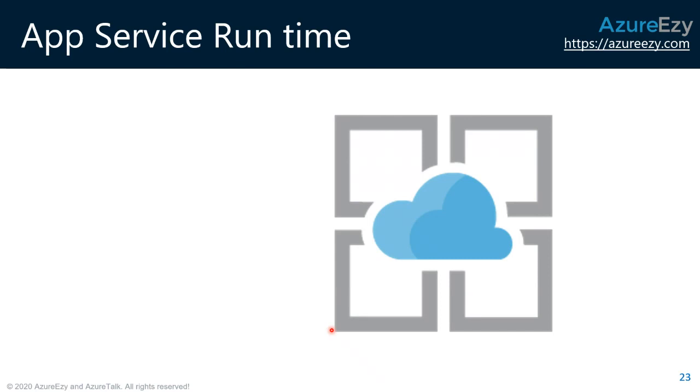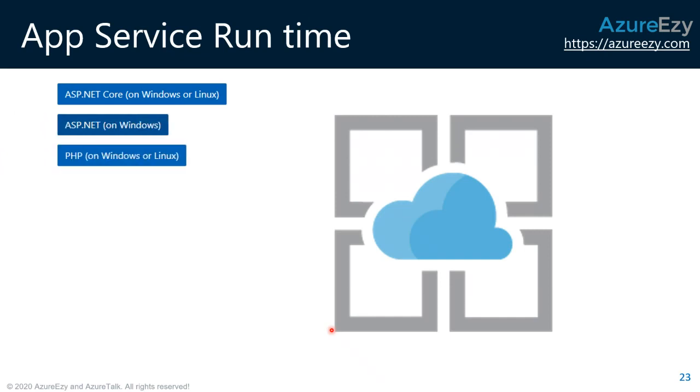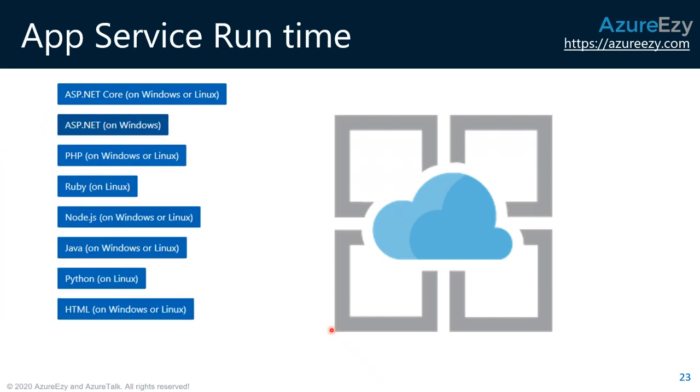We have talked about multiple language support. These are the languages that are supported by Azure App Service. It supports ASP.NET Core. It supports ASP.NET on Windows. It supports PHP. It supports Ruby. It supports Node.js. It supports Java. It supports Python. It supports basic HTML, and it supports containers as well, Docker containers. So if you have a Docker container image, apart from your typical application, you can also deploy a container image as well.